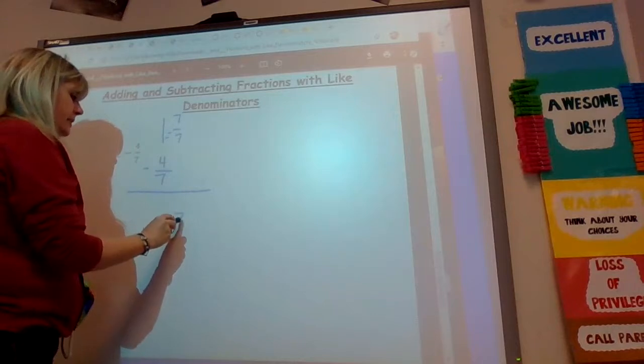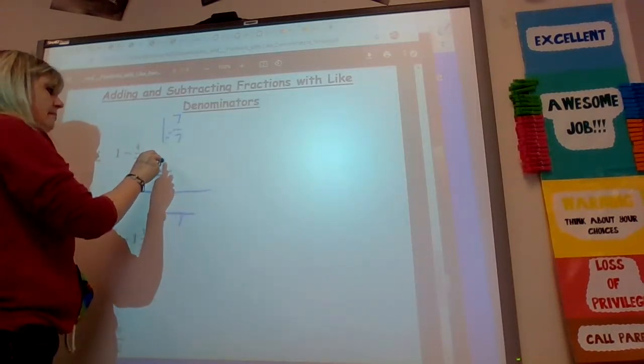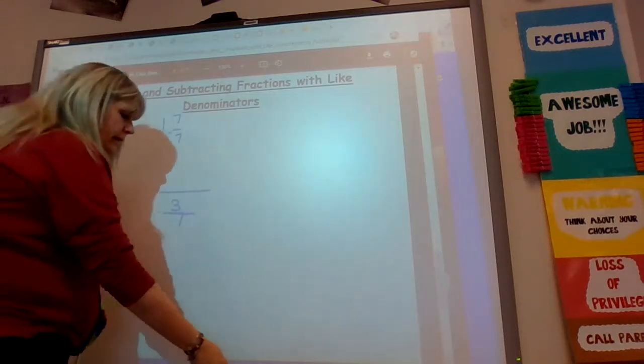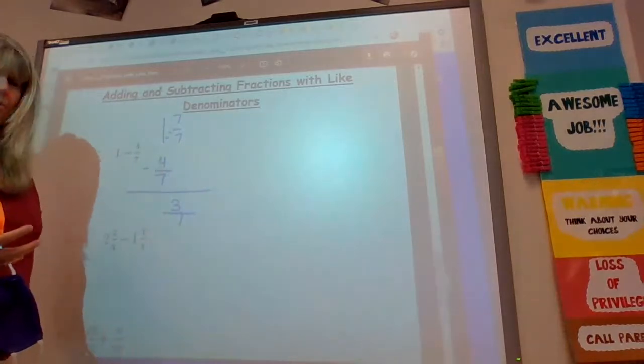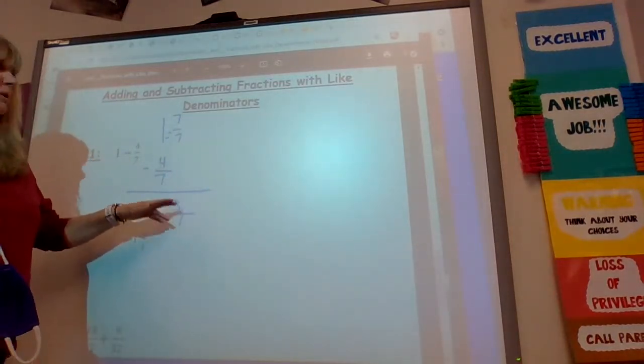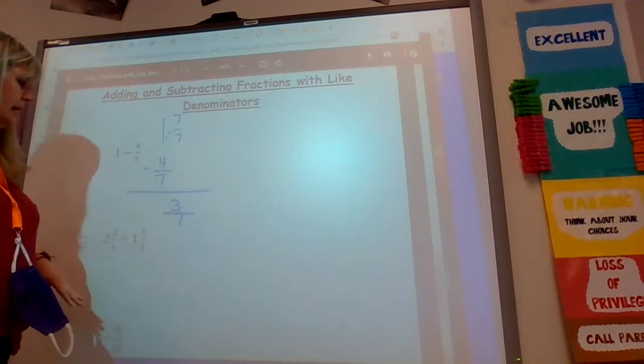So I know my denominator is going to be 7. My numerator, 7 minus 4 is 3. So 1 whole number minus 4/7 is 3/7. Now remember, you have to change it into fractions if you're going to subtract fractions. Okay, let's move on.